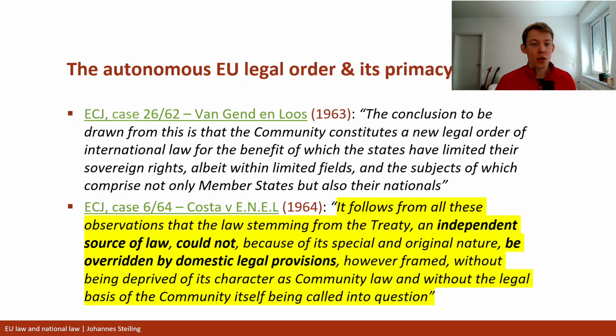Okay, so these are, I would say, the most well-known and probably most important decisions when it comes to the fundamentals of EU law. So it's Van Gend en Loos, the autonomous legal order, and it's Costa, the primacy of EU law over national law. And actually both of these things are not in the treaties. Primacy, for example, is not in the treaties. It's just something that, for the ECJ, follows from the treaties, because otherwise the whole idea of the union doesn't make sense.